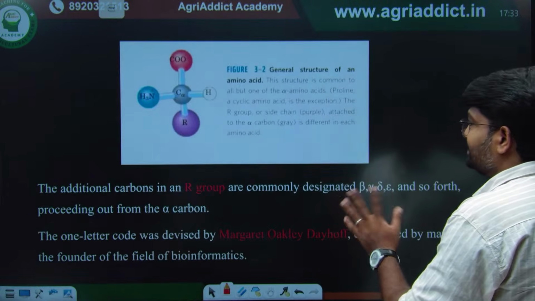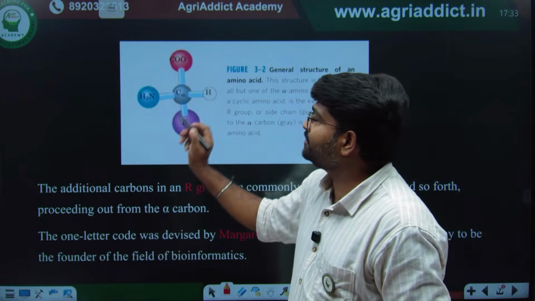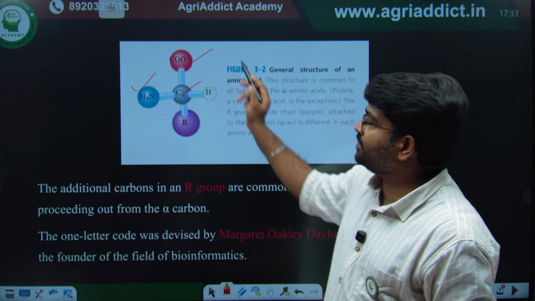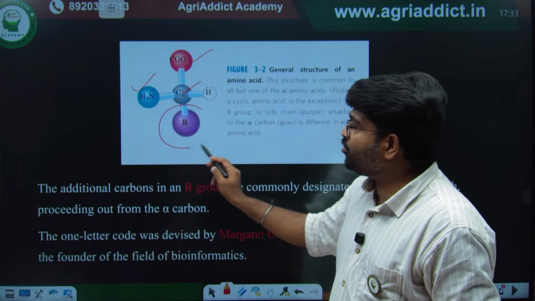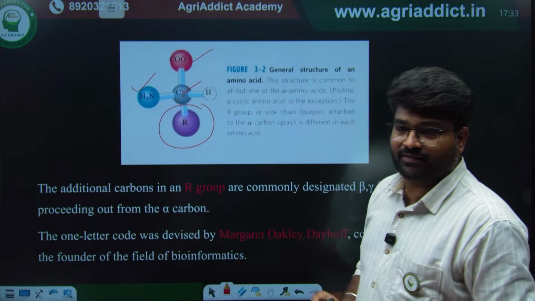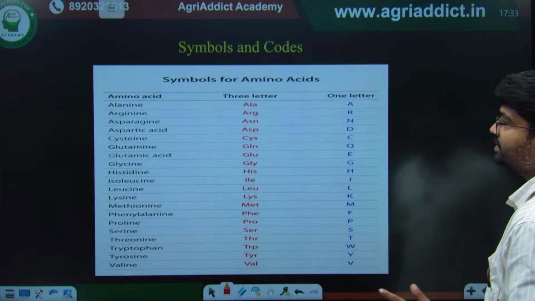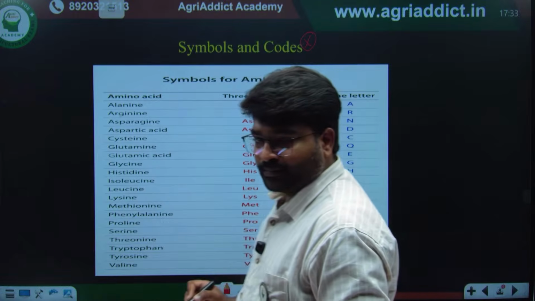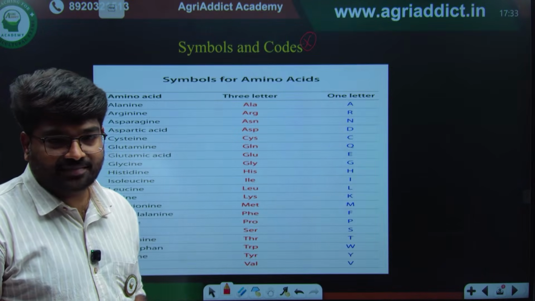This is just the basic structure. The C alpha carbon will be there, attached with an amino group and a carboxy group. Based on the R group, they are classified into different amino acids. This is a very simple thing, but very, very important. From here they will ask a match the following question.